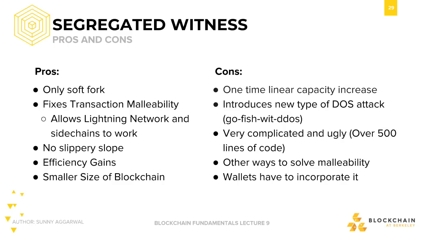But yeah, so the pros and cons of segregated witness, and this has been debated a lot before it was adopted. Pros are that it's only a soft fork. It fixes transaction malleability, which means that it's still compatible with things like Lightning Network, which just came out, and then sidechains. And it's not a slippery slope, right? It's a one-time fix, and I can't just keep increasing some ceiling like I could do with block size. There are efficiency gains because it's less for each miner to parse through, and we do have a smaller size of the blockchain, so it's solving several problems at once. Does everybody see how each of those points are advantages?